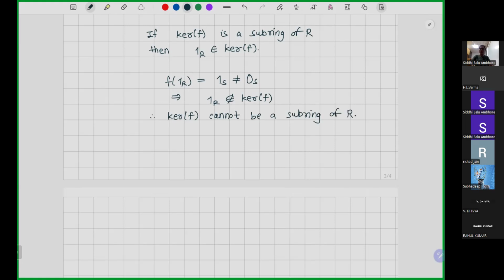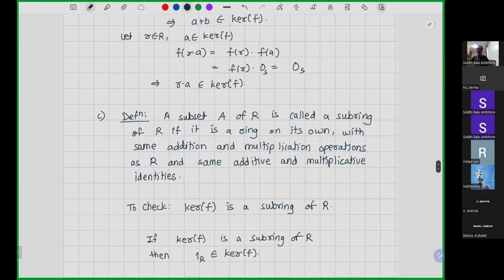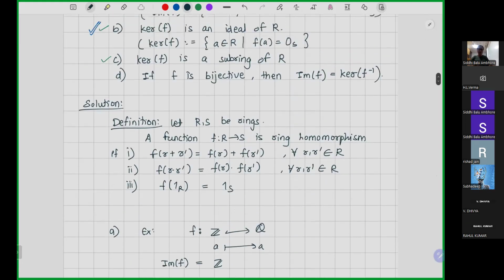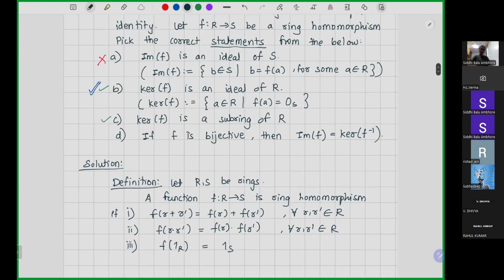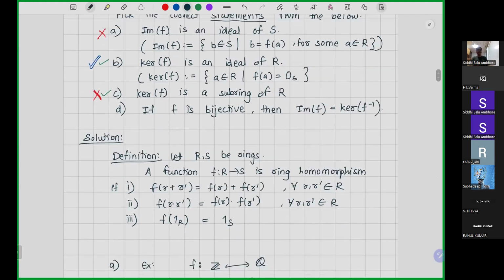So, Shubhadeep, is it clear why it is not a subring? Okay. So this is not a subring of R. And now finally, if F is bijective, then image F is kernel F inverse.